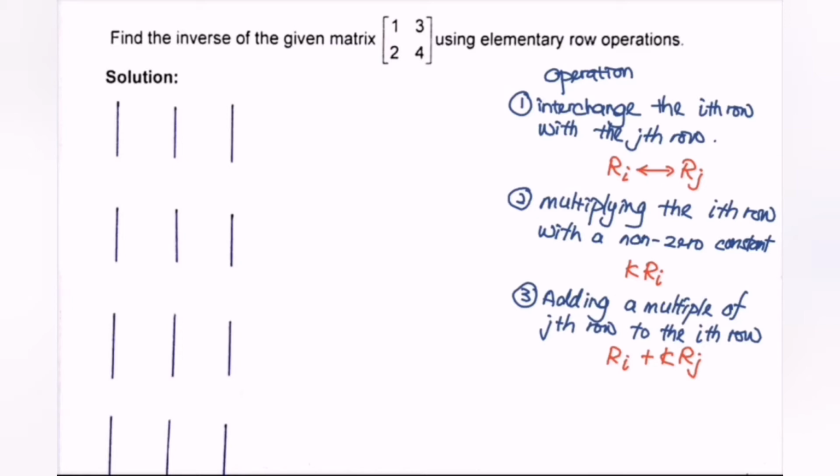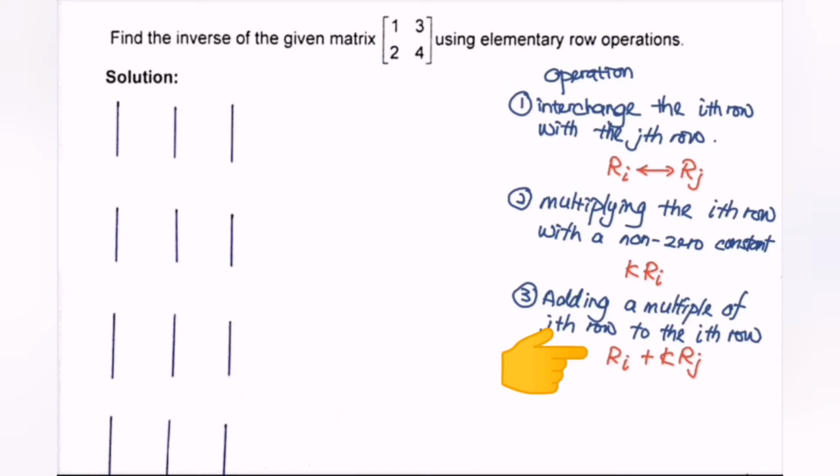There are 3 operations that we are going to use during the procedure. Number 1 is to interchange the i row with the j row, where we have the symbol r sub i interchanged with r sub j. Second operation, multiplying the i row with a non-zero constant. Given an element, we multiply it with a constant which is non-zero. This refers to the red in color, where we have k multiplied with the selected row.